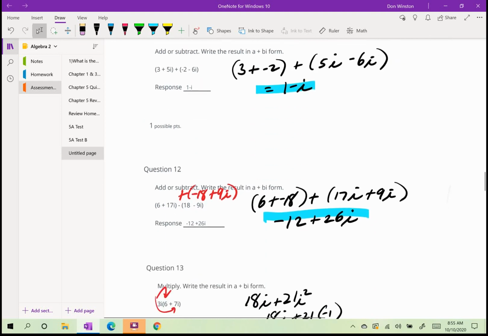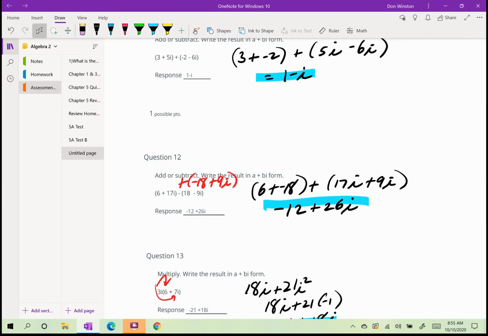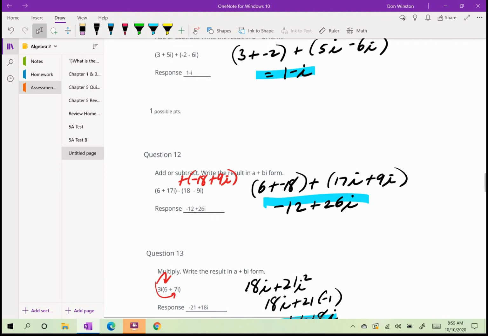5i minus 6i. This one here we change subtraction to addition, so we distribute the negative. So we'll have plus negative 18. Okay, negative times a negative is a positive, plus 9i. We add 6 plus negative 18, that's negative 12. And then we add 17i plus 9i, and that's 26i.